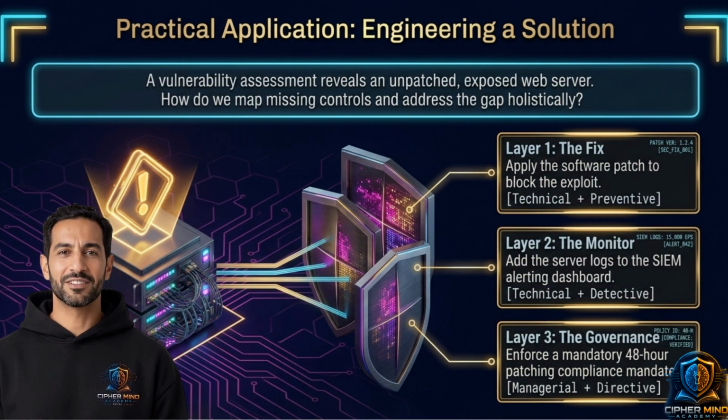A vulnerability assessment discovers an unpatched internet-facing web server. What should we do? Most beginners answer, apply the patch. That's only 1 layer. A security engineer thinks in layers. Layer 1, apply the patch. Technical plus preventive. Layer 2, add monitoring to the SIEM. Technical plus detective. Layer 3, create a mandatory patching policy. Managerial plus directive. That's defense in depth.